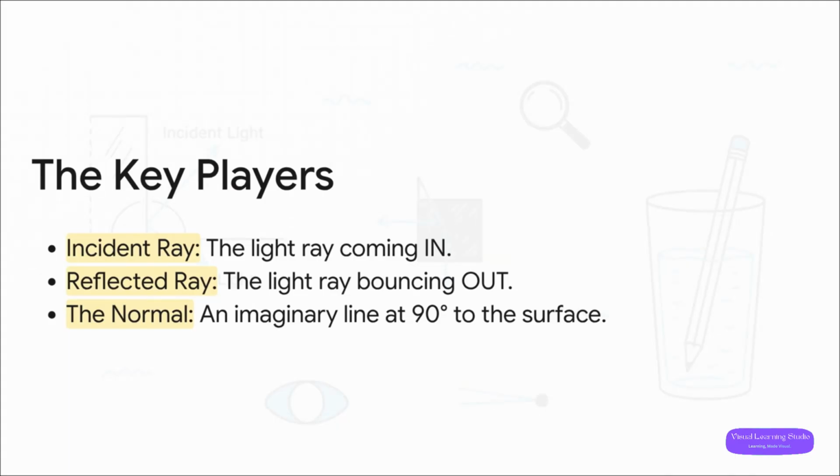Now, to really understand reflection, we need to meet the 3 key players. First up, we have the incident ray. Just think of this as the light that's coming in. Then you've got the reflected ray. That's the light bouncing out. And finally, and this is the most important one to remember, we have the normal. Now, the normal isn't actually a ray of light. It's just an imaginary reference line we draw. It's always at a perfect 90-degree angle to the surface, right where the light hits. Think of it as our guidepost.